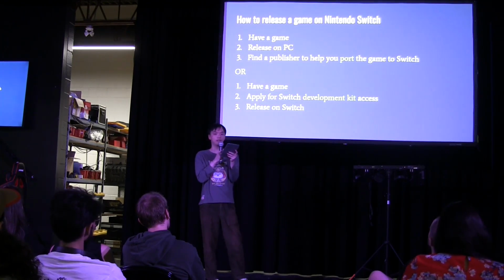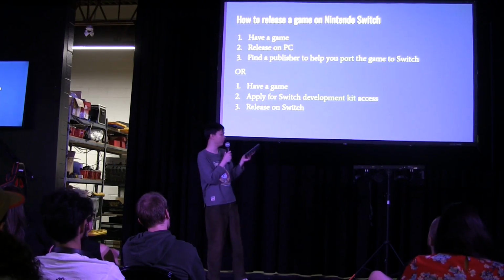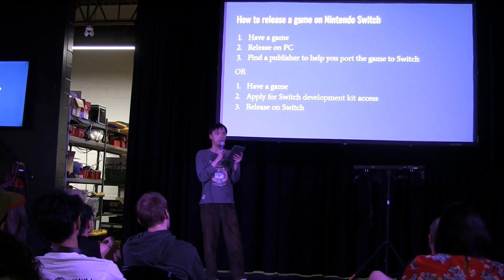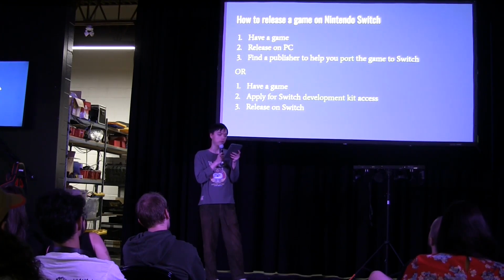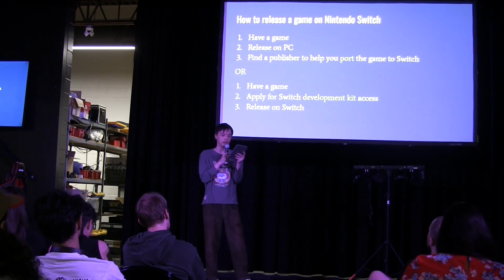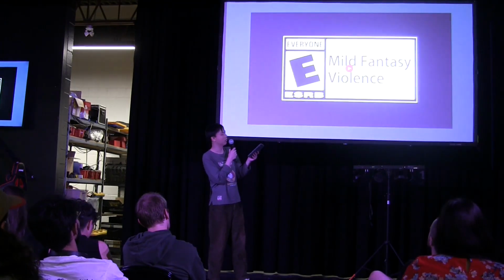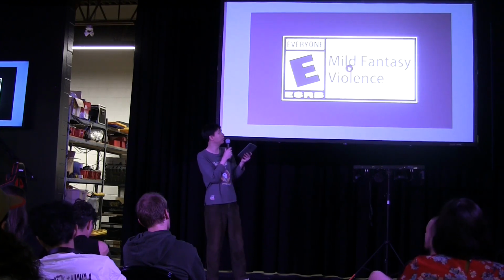So how do you release a game on the Switch? Usually there are two ways. The most popular way would be having a game ready and then release on the PC first, and then find a publisher to help you to port the game to Switch. But my way was that I applied for the Switch development kit by myself and then release the game on the Switch. For those who don't know, development kit is the machine that can install and play Switch games that are in development but cannot play the retail games. Next please. So yeah, this is the trailer of my game.